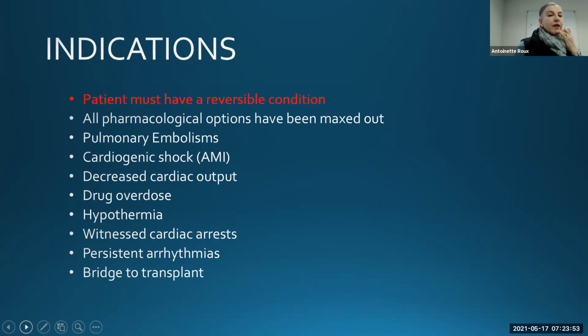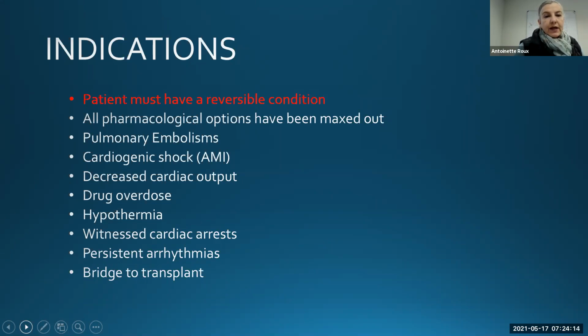So you need to put the patient on ECMO so that you can come back with your inotropes to a therapeutic level. Okay, so all your body wants is a little bit of oxygen from the ECMO side. So that's where you'll be maxing out your pharmacological options, and then you need to think about ECMO.